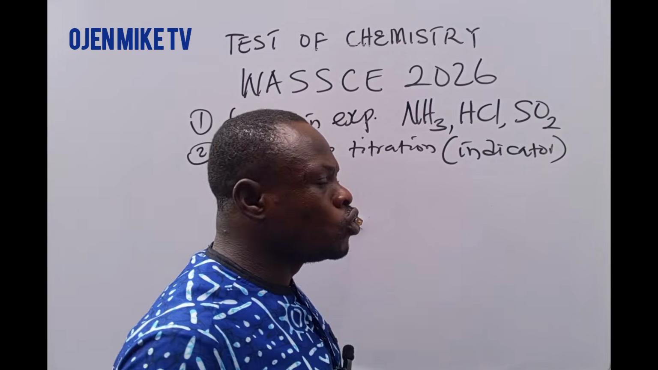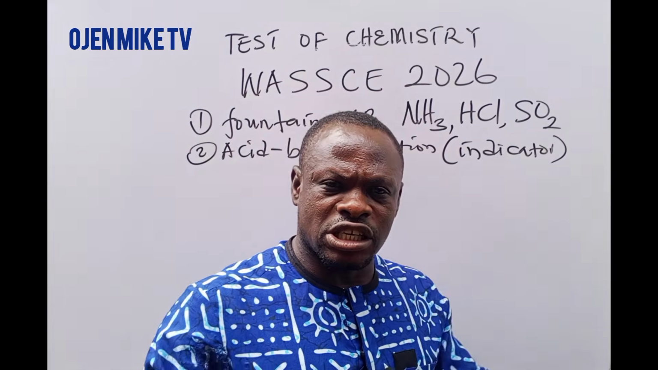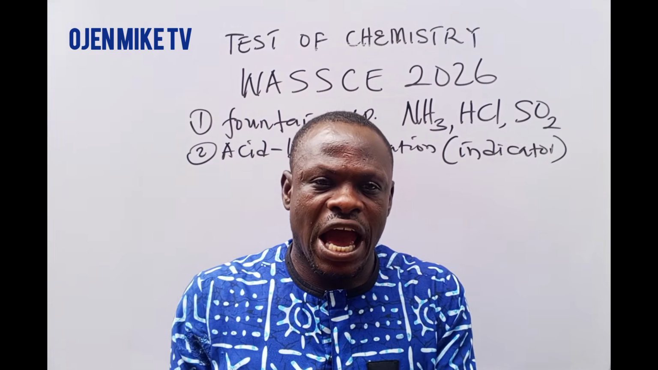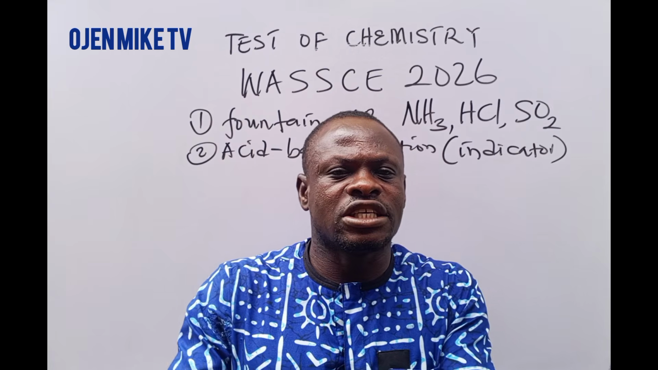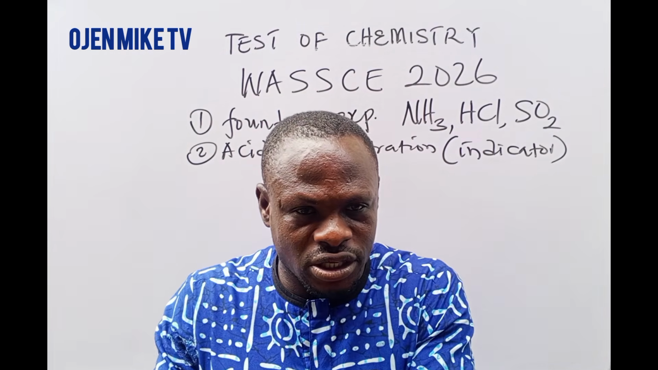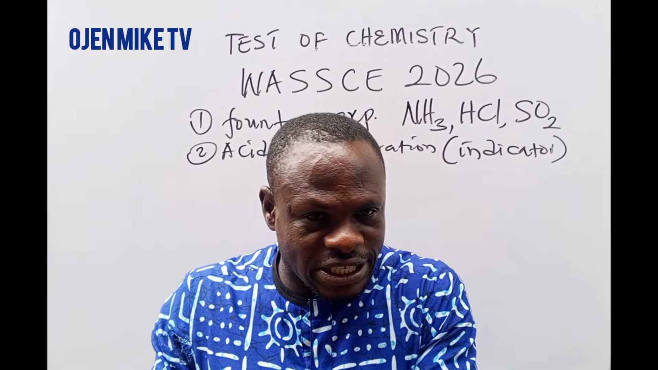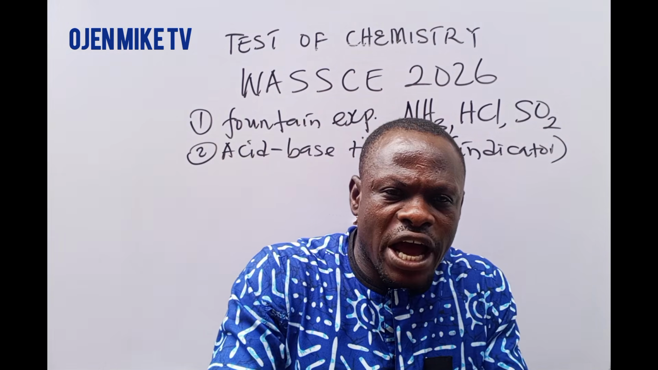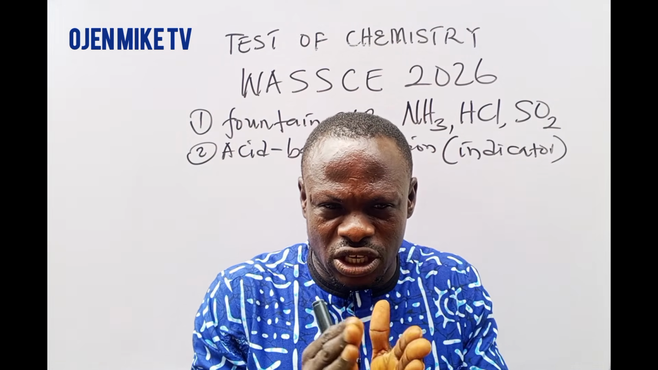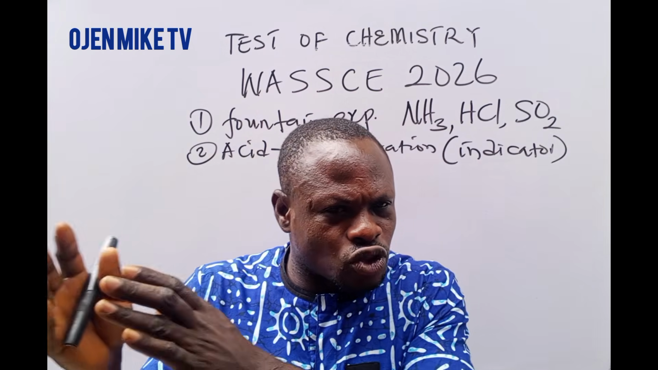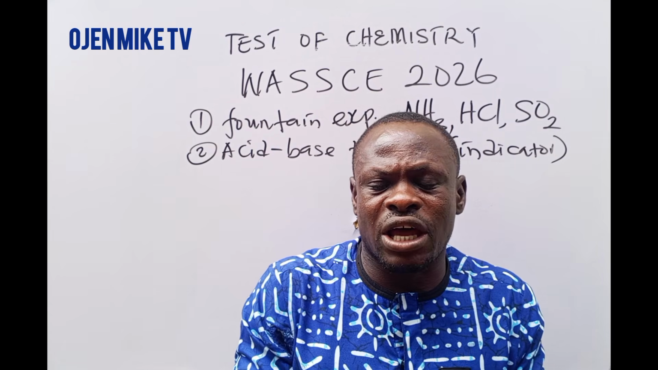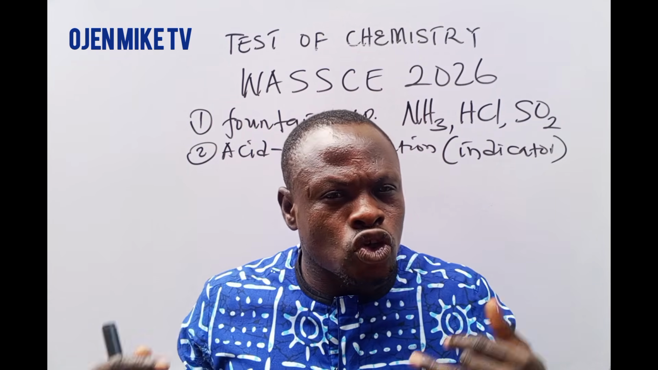Then you should be able to know the type of indicator used when you are titrating a weak acid against a strong base, and a strong acid against a weak base. Remember, a strong acid against a weak base and a weak acid against a strong base are two different things. Then we also have strong acid, strong base. Which indicator can you use? Please go and study that. Can I use phenolphthalein in strong acid and strong base? Can I use phenolphthalein in strong acid and weak base? Can I use phenolphthalein in weak acid against a strong base? So go and study that.